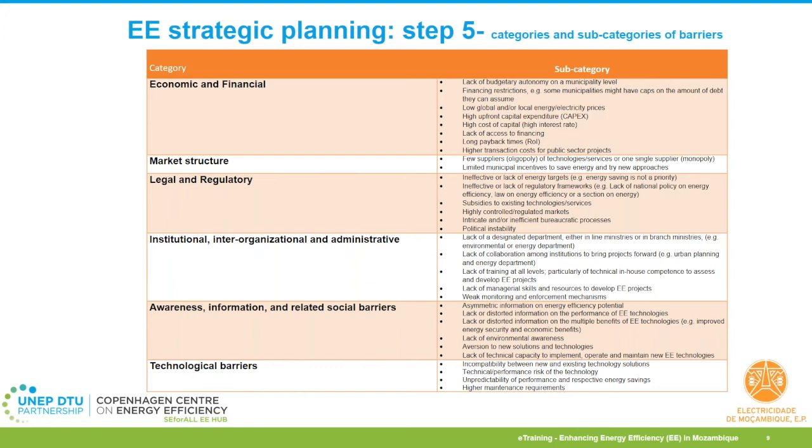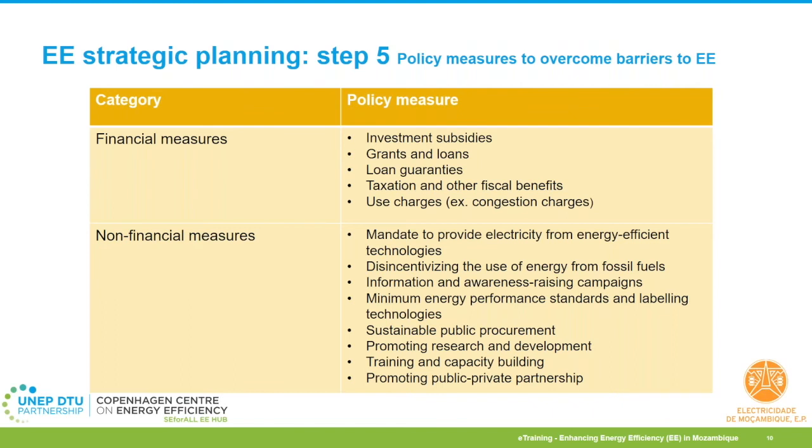You have also technological barriers: incompatibility between new and existing technology solutions, higher maintenance requirements, technical performance, risk of the technology, but also unpredictability of performance and respective energy savings. So these are more or less barriers that you need to identify and consider. And for each of the barriers that you have identified, and later on prioritize, you need, of course, to design policy measures to overcome these barriers.